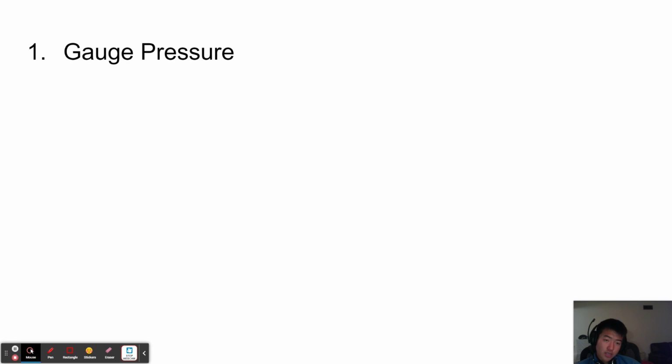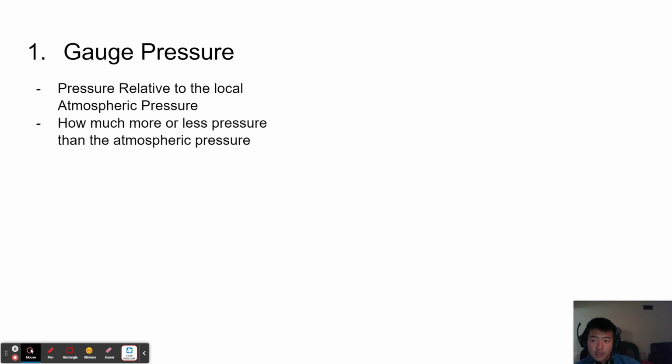So now there are two types of measurements of pressure that we will use. The first one is gauge pressure. Gauge pressure is pressure relative to the local atmospheric pressure. So this means, simpler, it is how much more or less pressure than the atmospheric pressure there is. So, for example, at sea level, there's 101.3 kilopascals of pressure. The gauge pressure will measure the difference of the pressure starting at the atmospheric pressure.